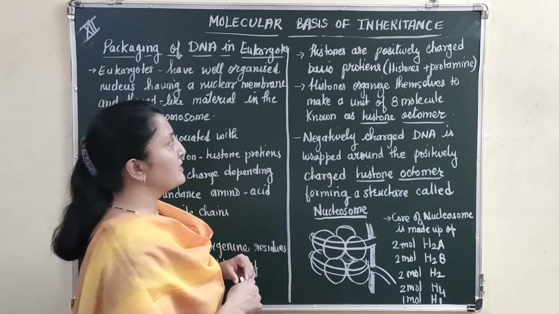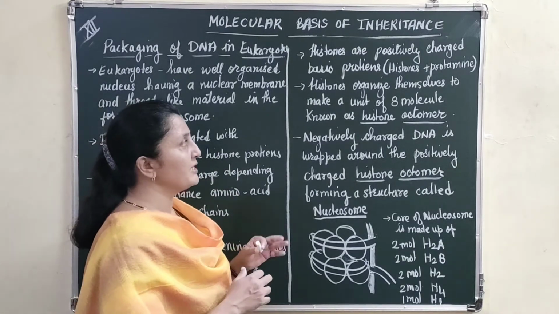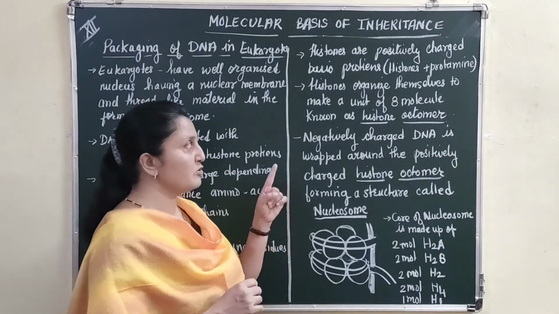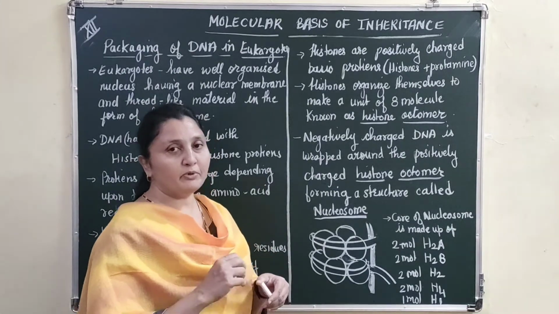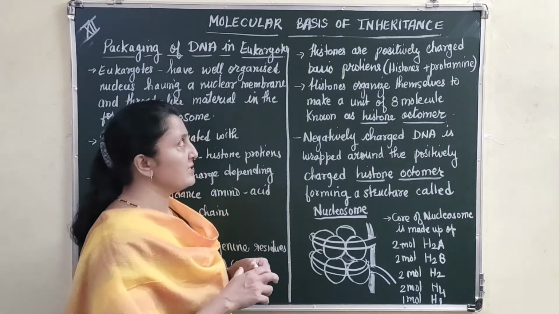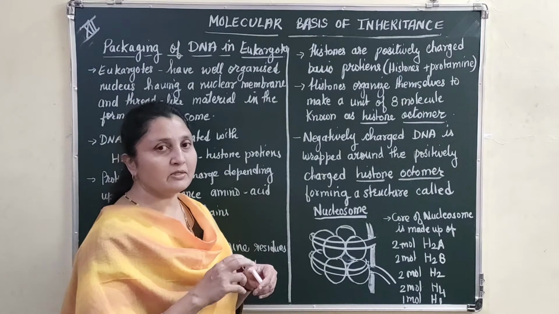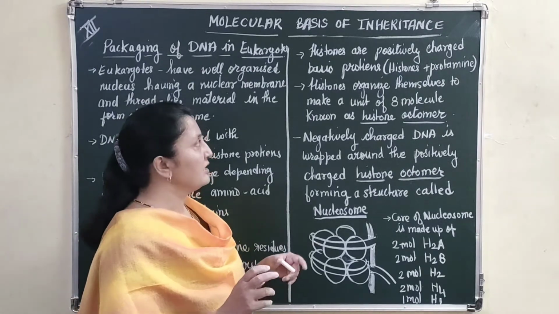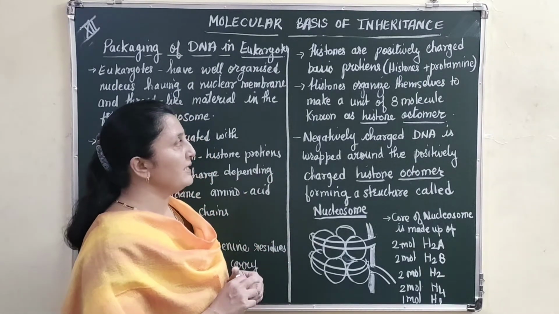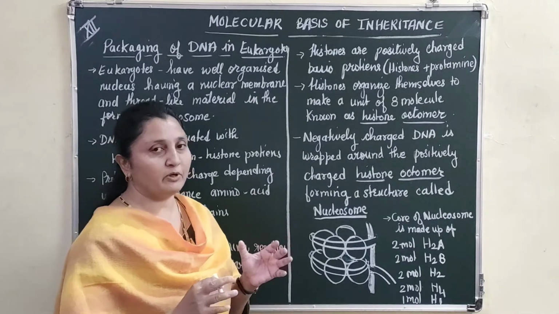So the histones are positively charged because they are basic proteins, that is histones plus protamines, and that is why the proteins called histones are positively charged. Histones organize themselves to make a unit.